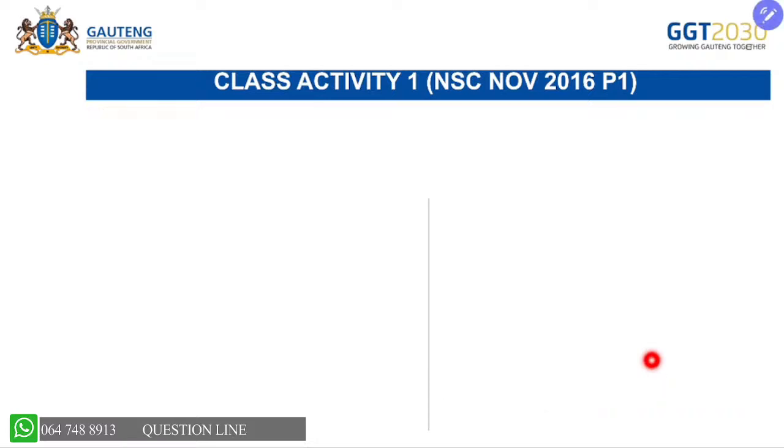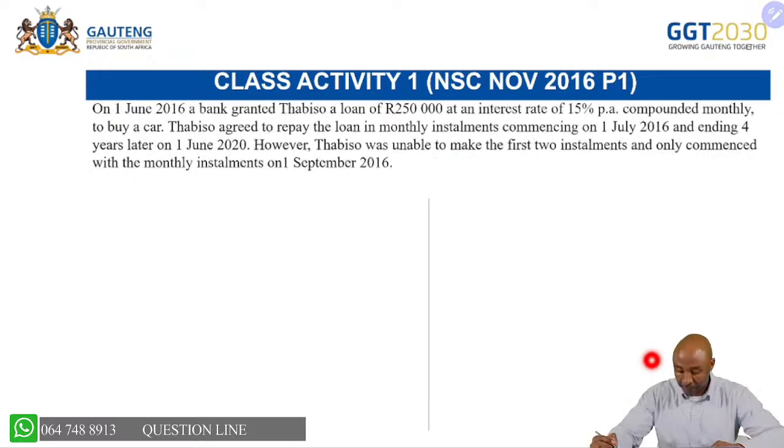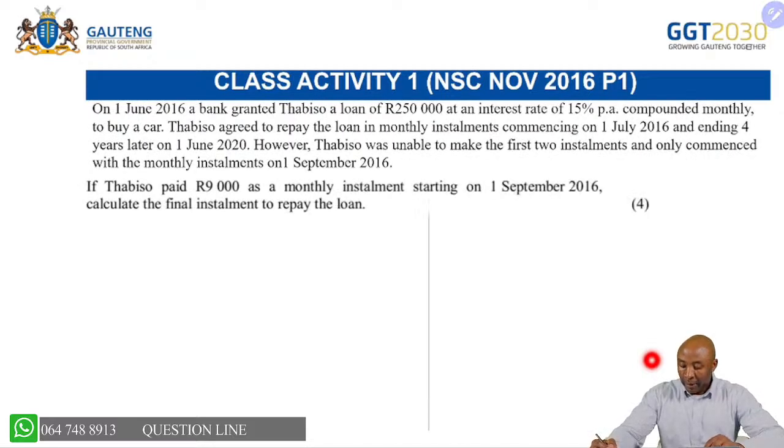We move on to the last question. If Tabiso paid 9,000 as an installment starting on September, calculate the final installment to repay the loan. Now, remember on this one, we have calculated the number of payments. We got them as 35, something.